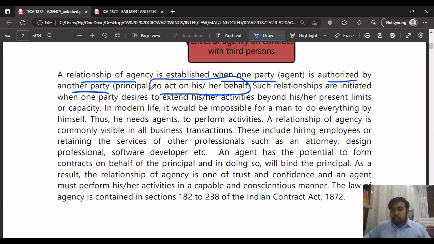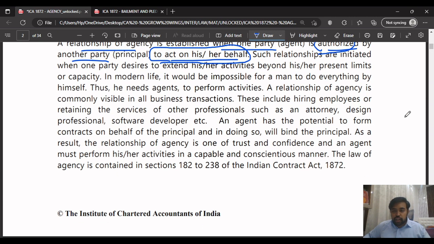The important word here is that the agent should be authorized by the principal, and he should act on his or her behalf. Okay, that is what they are trying to tell. And there is nothing else important in this paragraph.